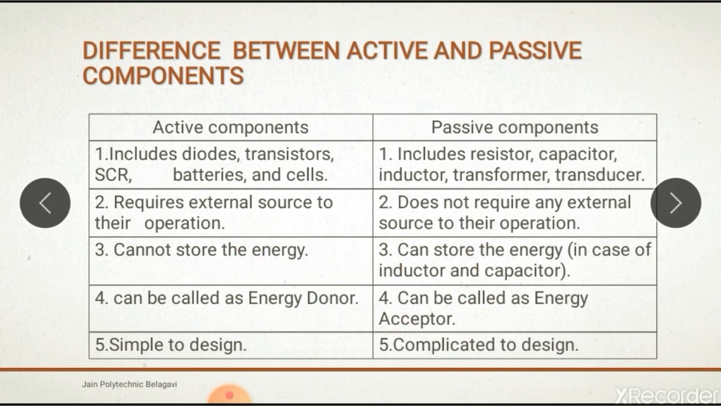Difference between active and passive components. Active components include diode, transistors, SCR, batteries, cells. Passive components include resistor, capacitor, inductor, transformer, transducer. Active components require an external source for their operation. Passive components don't require any external source for their operation.